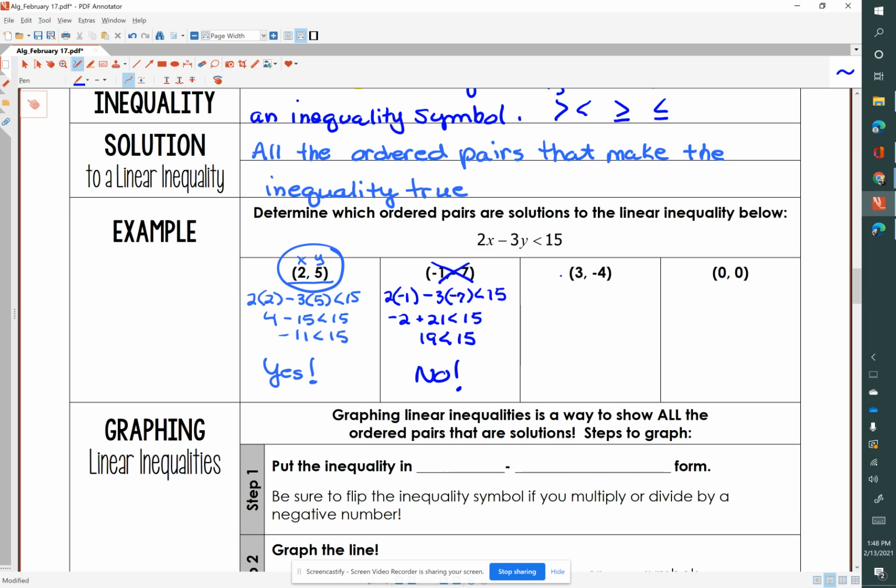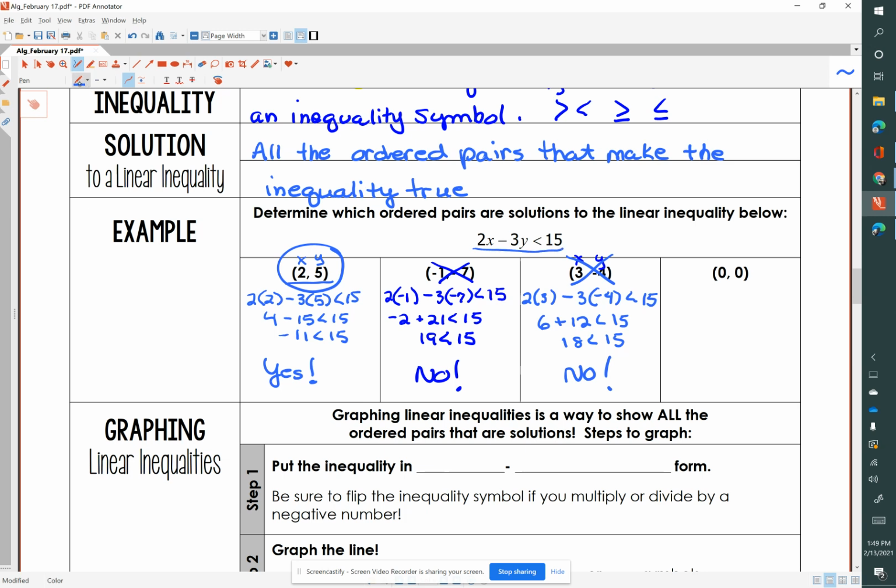Let's try the third group, which is an x value of 3 and a y value of -4. So again, we just make our substitutions. 2, and our x value is 3, minus 3 with a y value of -4 is less than 15. So that would be 6 plus 12 is less than 15. 6 plus 12 is 18, and 18 is not less than 15. So this ordered pair is not a solution to the inequality that we are given.